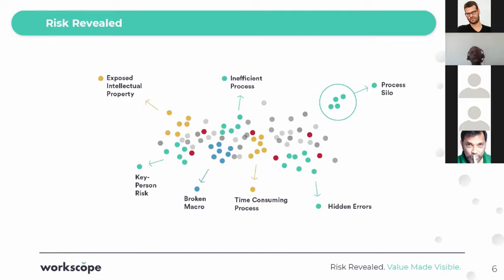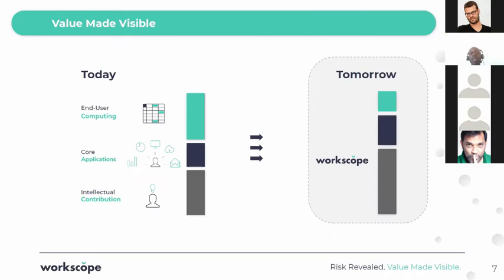We also want to look at the other side, which tends to be overlooked, which is the value part of the proposition. Here we're looking at the value made visible, which is the second half of what we're trying to achieve. If you just look at your environment today, typically in an organization, you have people who have end user computings, i.e. they have their spreadsheets, access databases, and they have to build solutions and they use them to solve problems.